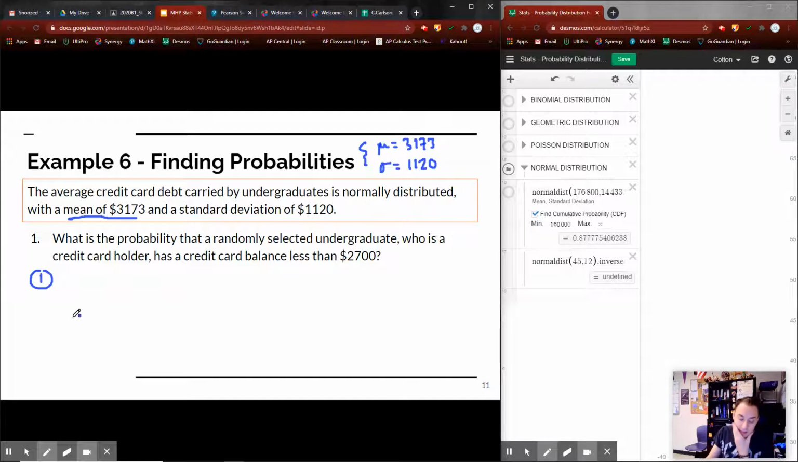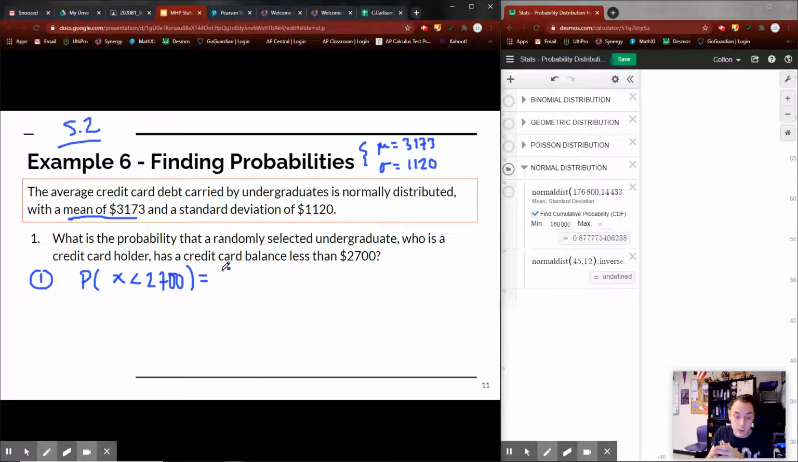Notice, guys, it's not asking you anything about the means. When it asks you about the means, then you would have to find the sample standard deviation and the sample mean. Since it doesn't, this is just a 5.2 question, finding probabilities from normal distributions. This is a straight-up normally distributed problem. So what is the probability that a randomly selected undergraduate has a credit card balance X less than 2,700? Notice this isn't a mean, it's an actual value.